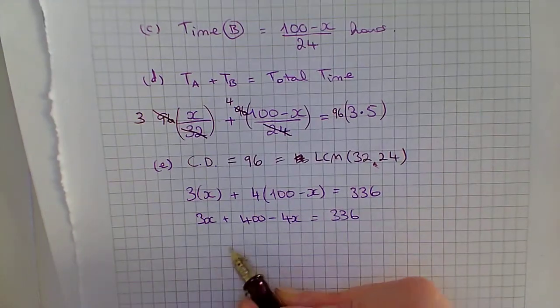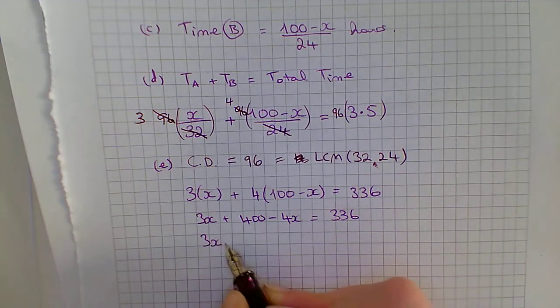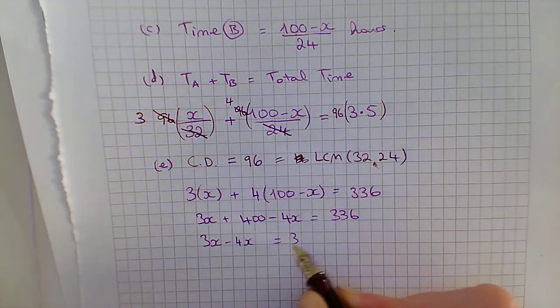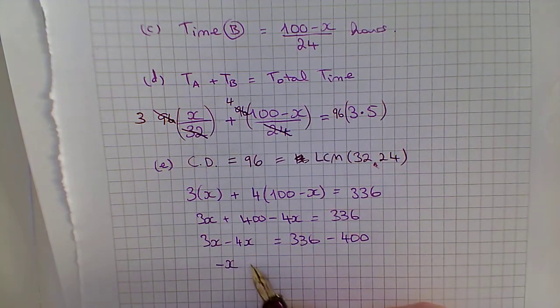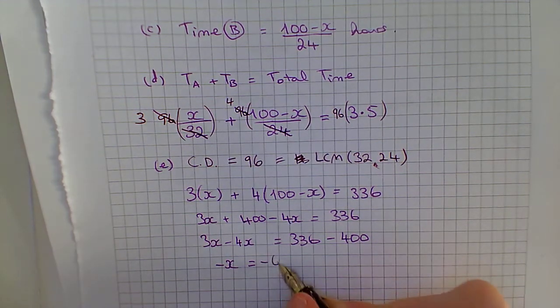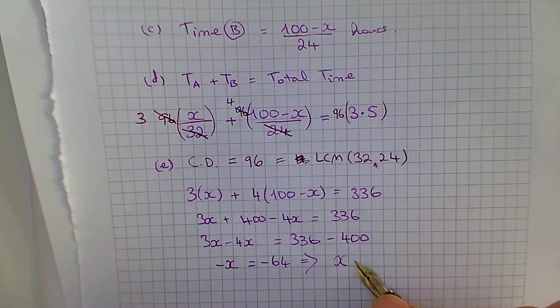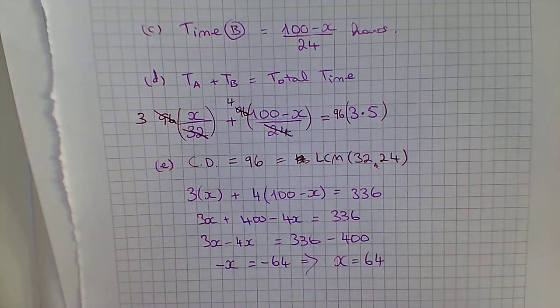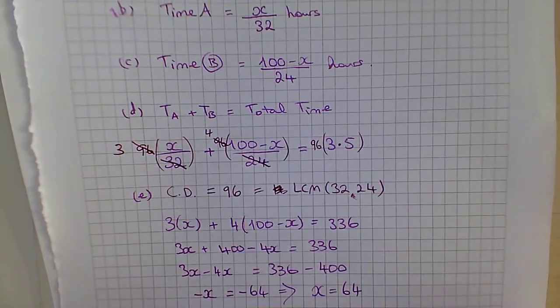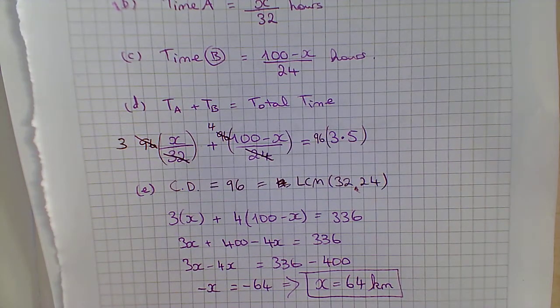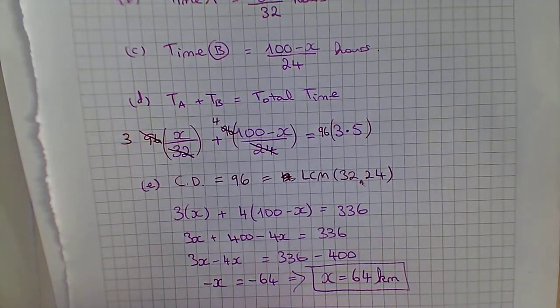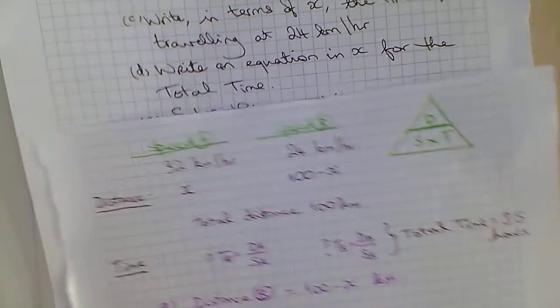We know how to solve this. Letters left, numbers right. 336 minus 400. So we'll get a minus on both sides, and that's fine. Minus x is equal to 336 minus 400, which is minus 64. So that means that x is equal to 64. And what type of thing was x? It was the distance travelled at speed A. So that is 64 kilometres. The first part of the journey was 64 kilometres.